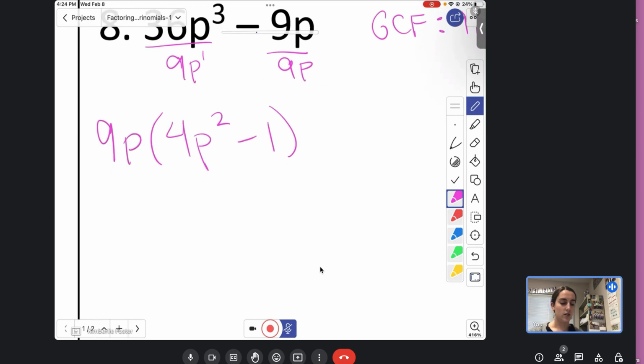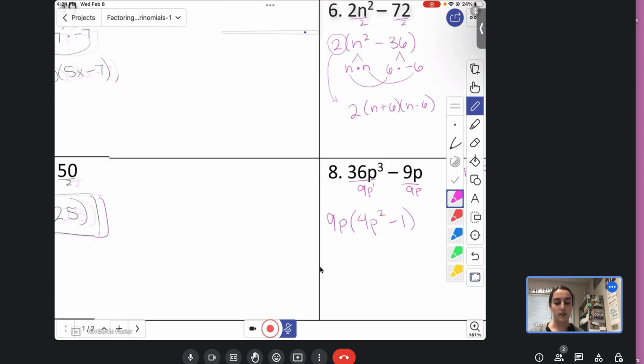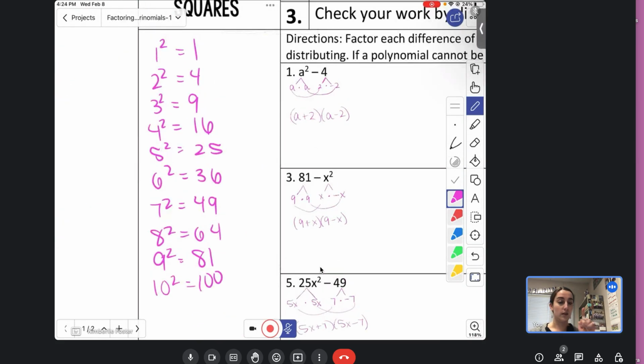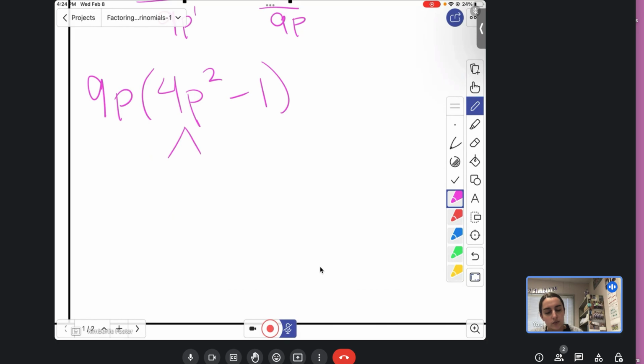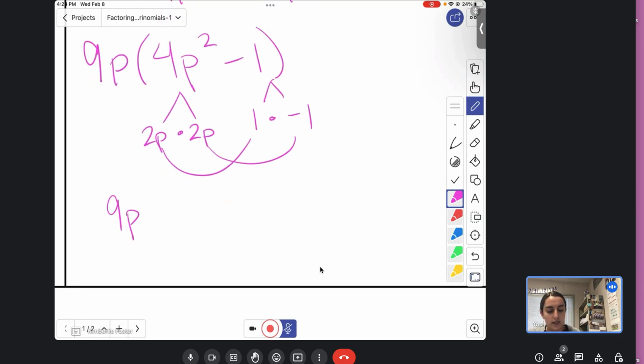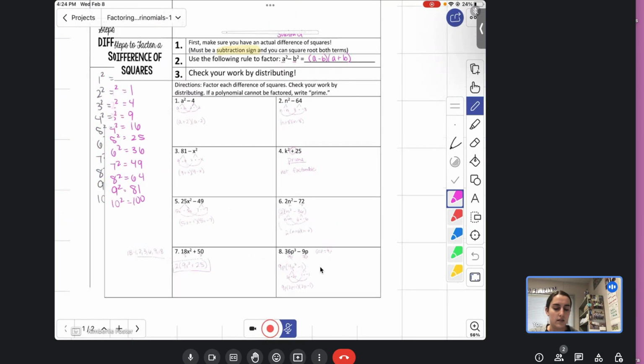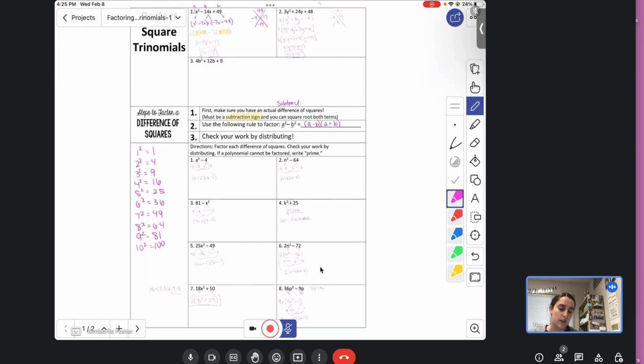All right, let's look at our numbers. 4 and 1, both perfect squares, right? If we go back to our list of perfect squares, 1 is 1 times 1, 4 is 2 times 2. So I can break this up. 4p squared is 2p times 2p, right? And negative 1 is 1 times negative 1. So I'm going to pair them up. Don't forget to bring that 9p all the way down. I have 9p times 2p plus 1 and 2p minus 1. Okay, so that is perfect square trinomials and difference of squares.